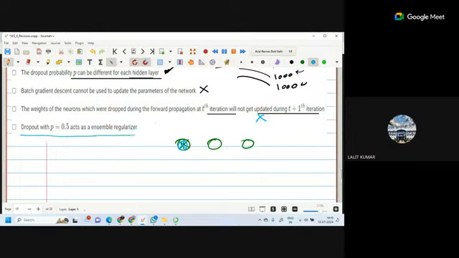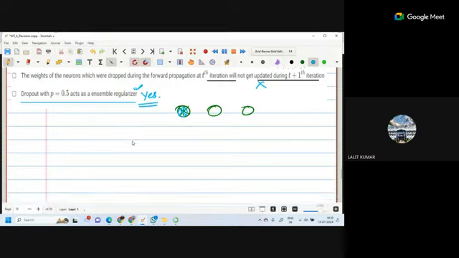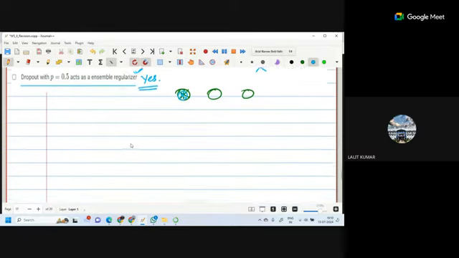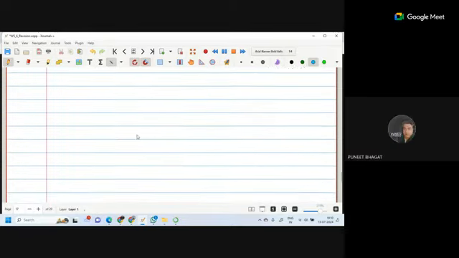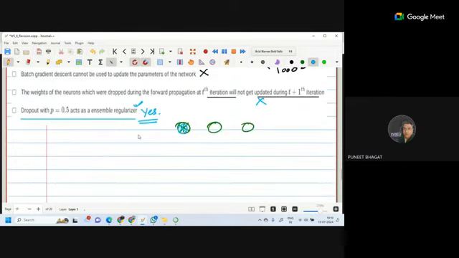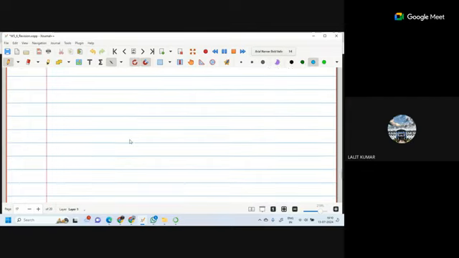Dropout with P equal to 0.5 acts as an ensemble regularizer. Yes, because dropout itself came to take advantage of and resemble something called ensembling. Unless P equals 1, meaning all of them are getting selected, in which case it's no use. Yes, you're right. So with that piece I have finished.